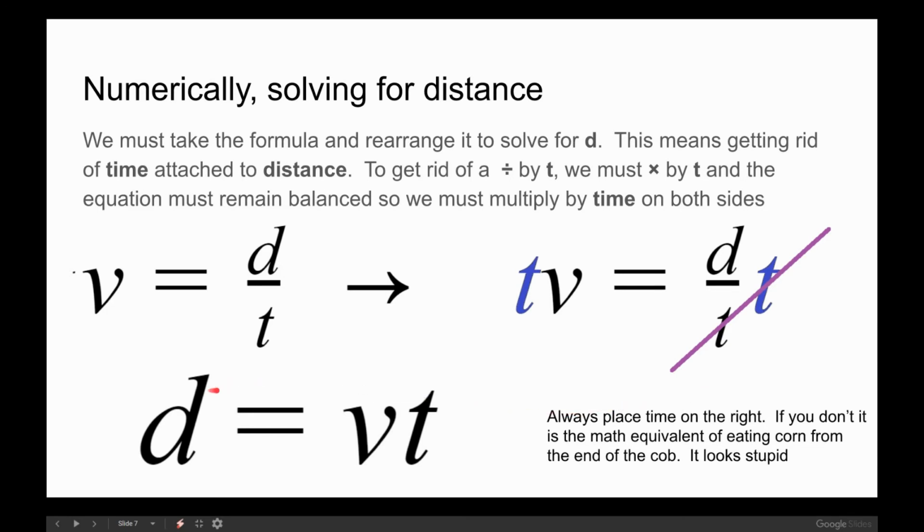Now, why did I write d equals vt and not d equals tv? Because it looks stupid, that's why. In science and in math, we always put time at the end. You could put time in front of the v, but you look as idiotic as a person eating a corn cob from the end. It's just accepted that we put time at the end.